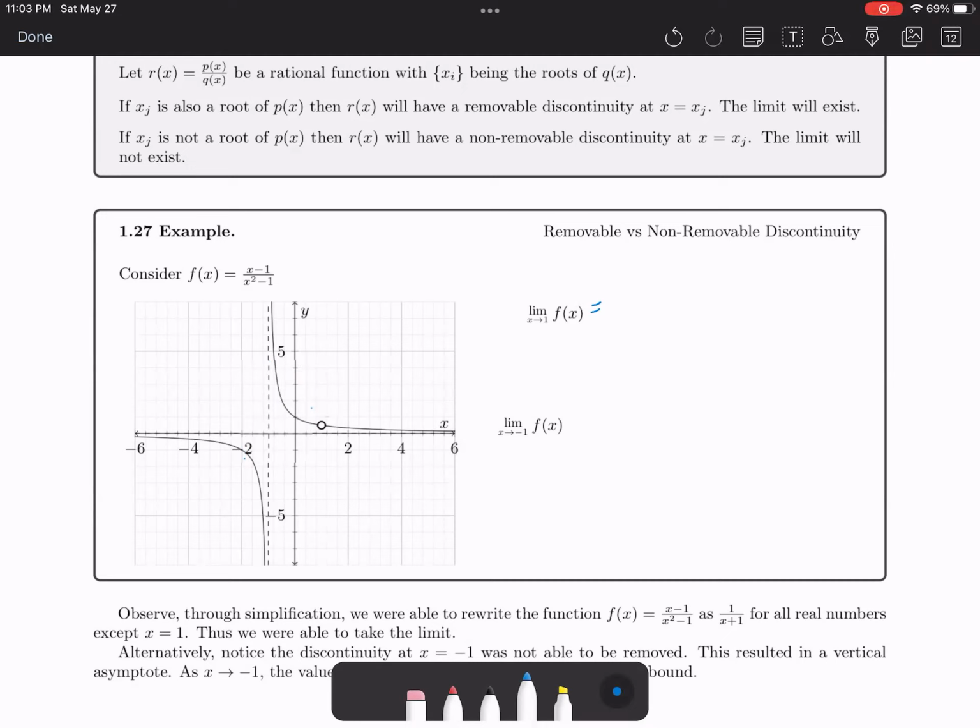So let's work on the removable one first. The limit as x approaches 1 of the function. Let's just tell ourselves what the function is. f of x is (x - 1) over (x squared - 1). And if we try direct substitution, our numerator is a 0, our denominator is also a 0. So we know we're going to have to play around with this a little bit. Let's try to factor. That denominator can be rewritten as (x - 1)(x + 1). There's your cancellation.